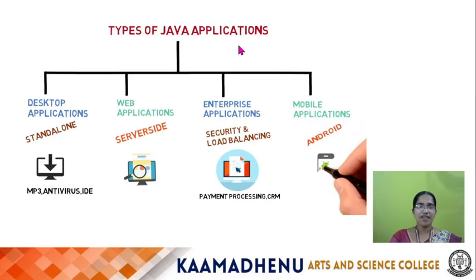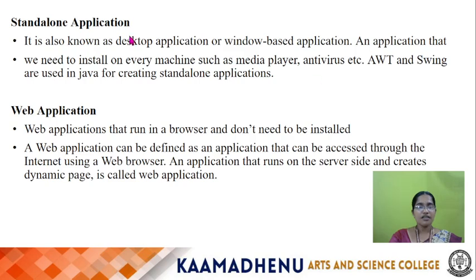Then, types of Java applications. There are so many types: desktop application, in that standalone, web application, server side, enterprise application, security and load balancing. Mobile applications means Android. Then the standalone application, also known as a desktop application or window based application, is an application that we need to install on every machine, such as a media player or antivirus and so on. AWT and Swing are used in Java for creating standalone applications.